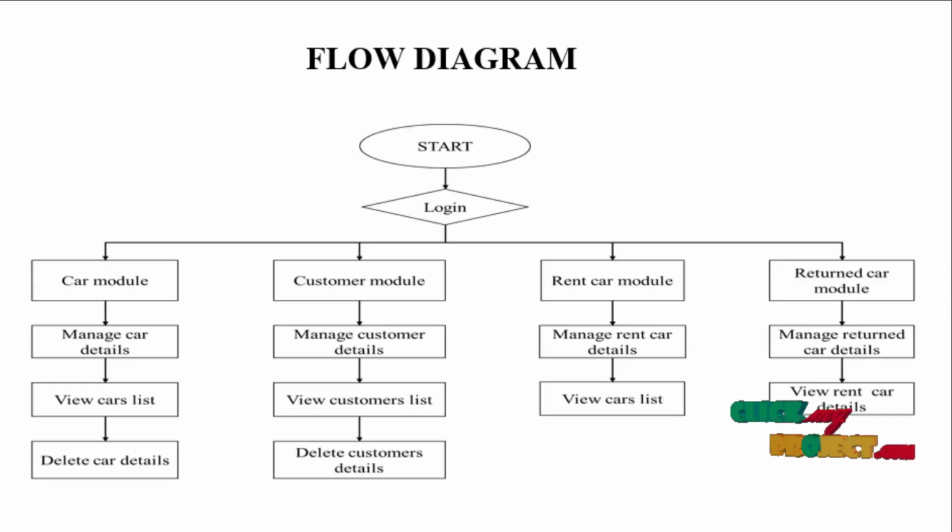This is our flow diagram. First, the admin can log in with his username and password. After login, there will be four modules. The first one is the car module. In this module, the admin can store car related information like registration number, ID, car brand, model, available status, price and so on. The car related data can be edited and also deleted by the admin using unique IDs.